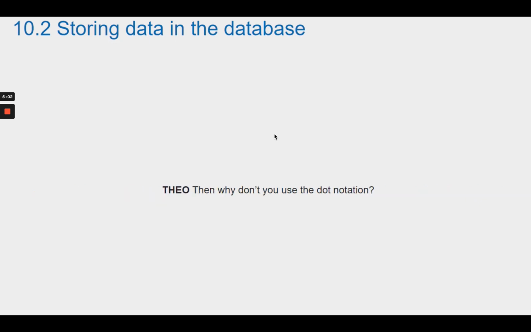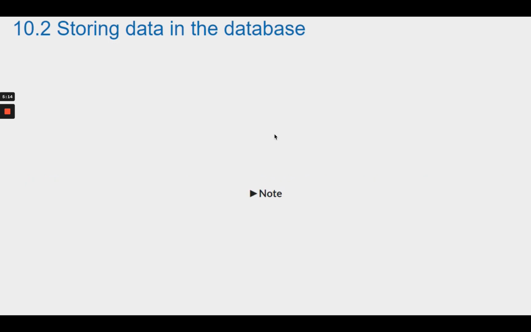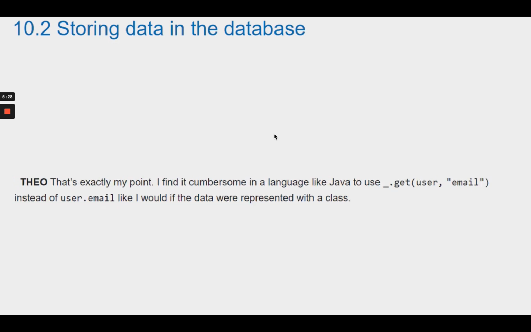Theo: Then why don't you use the dot notation? Joe: Because I wanted to show you how you can apply DOP principles even in languages like Java, where the dot notation is not available for hash maps. Note: in this book, we avoid using the JavaScript dot notation to access a field in a hash map in order to illustrate how to apply DOP in languages that don't support dot notation on hash maps.